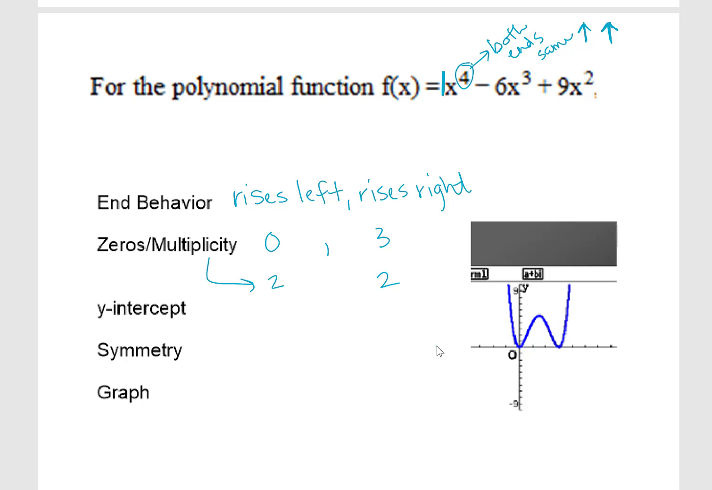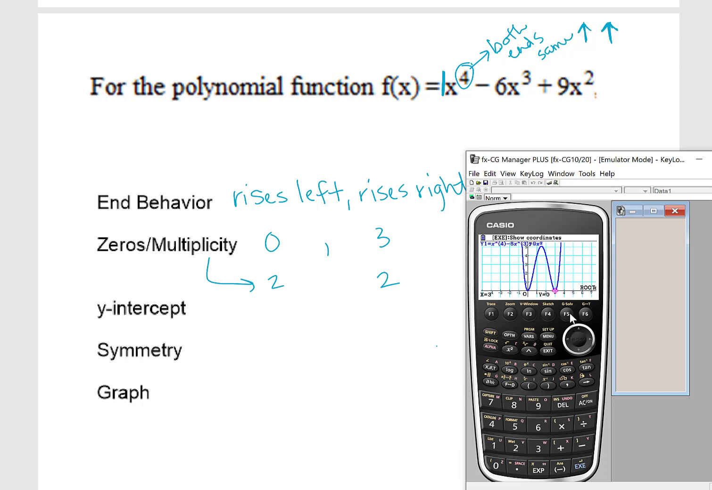Okay? Y-intercept. Go back to the calculator. We're going to press GSolve F5 again. And if you go under F4 or above F4, you'll see y-intercept. Okay? And it tells me it's 0.